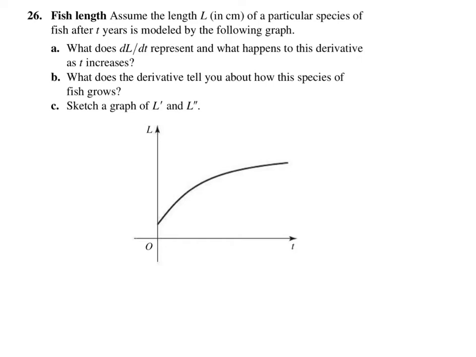Okay, welcome back. Let's take a look at number 26. This is talking about fish length. It says, assume the length L in centimeters of a particular species of fish after T years is modeled by the following graph. So you have this function here where your y-axis is L and your x-axis is T. Let's go ahead and put some labels on this.